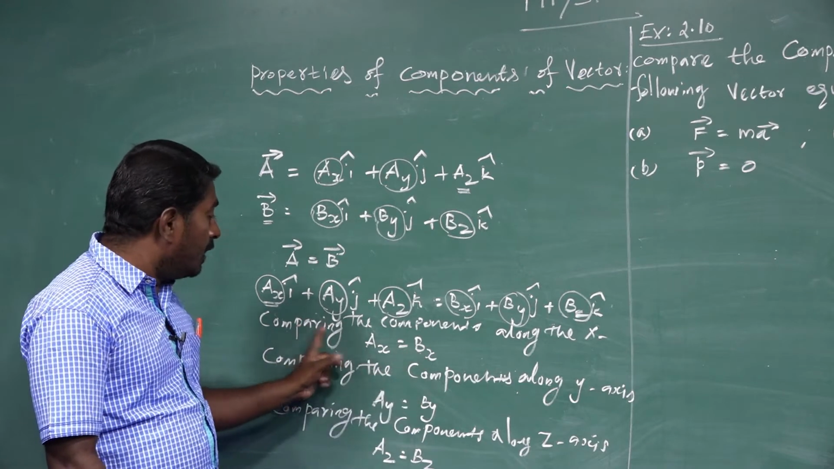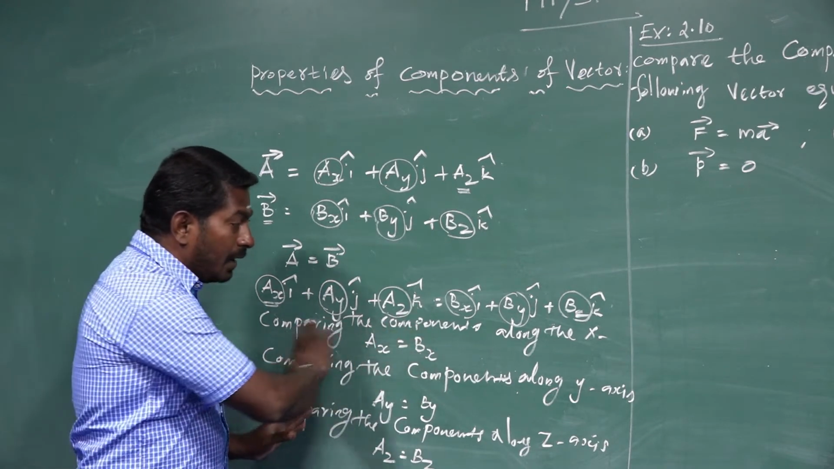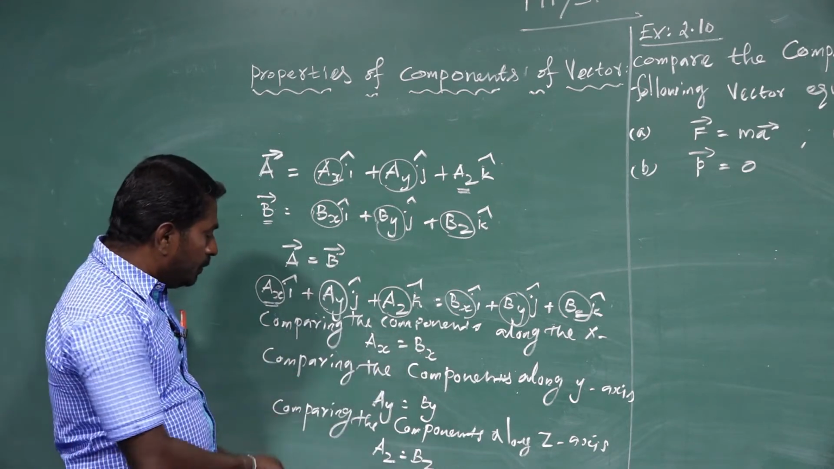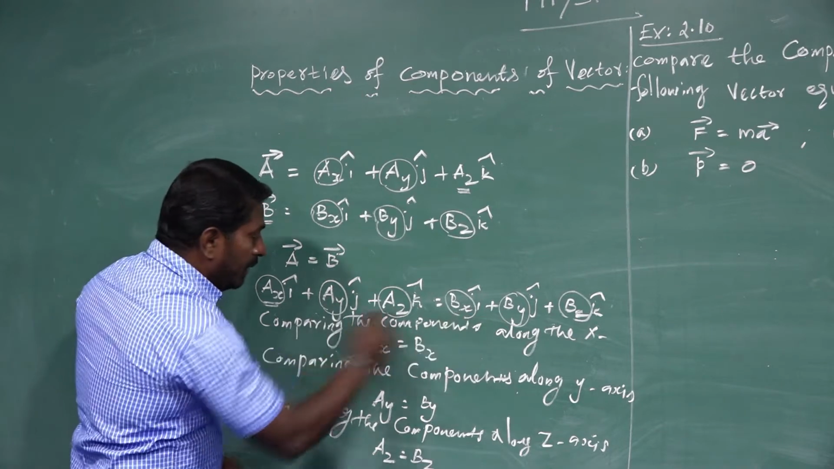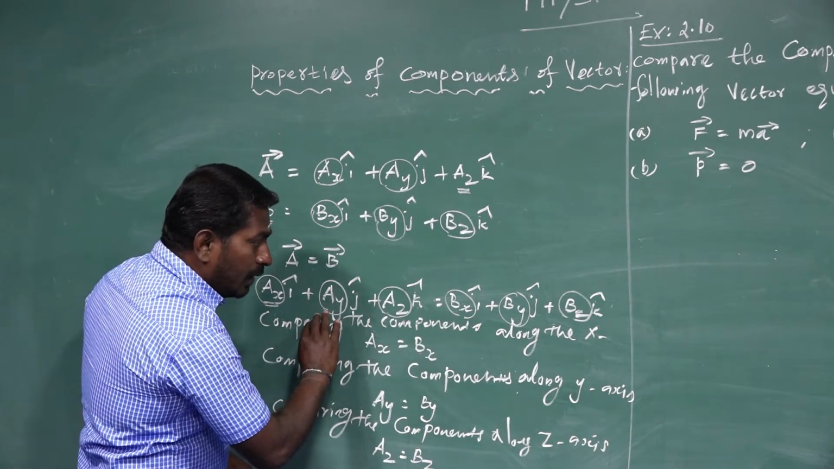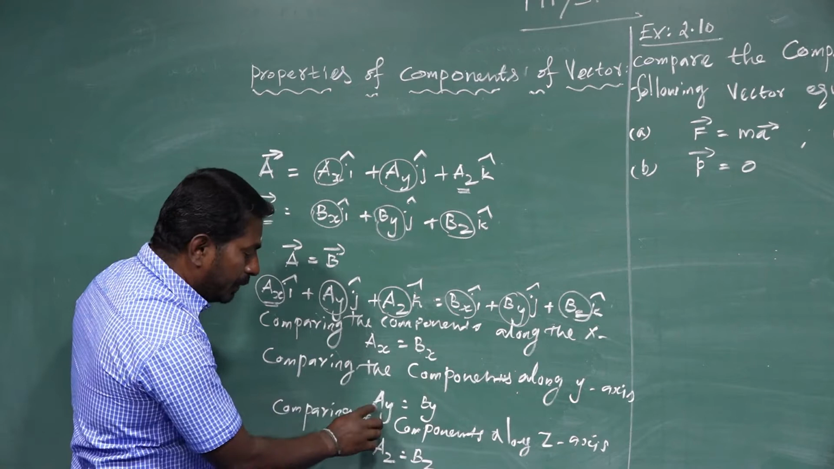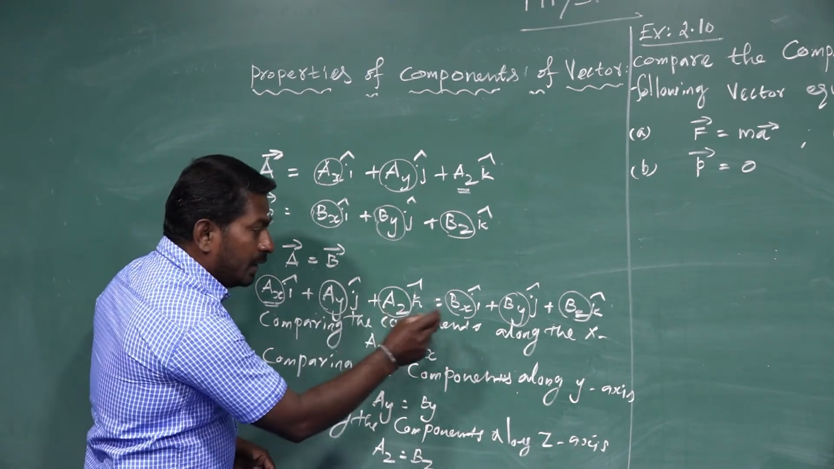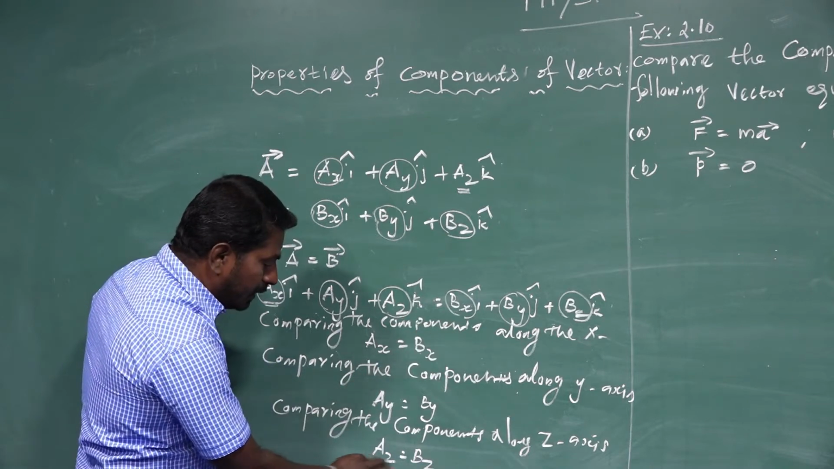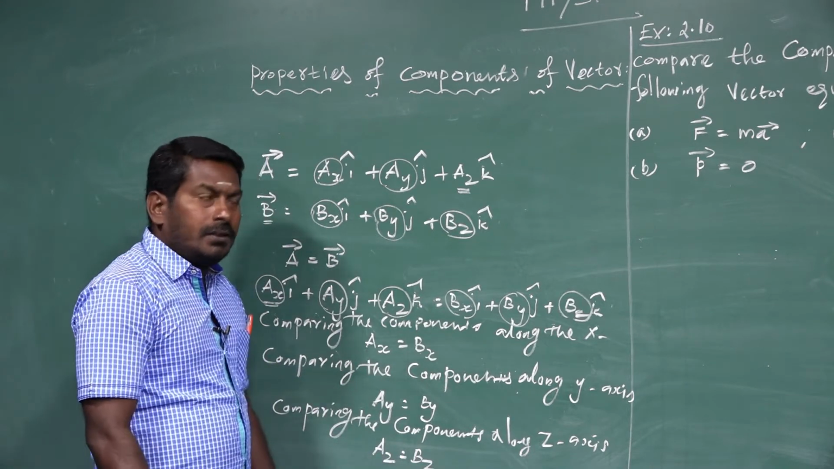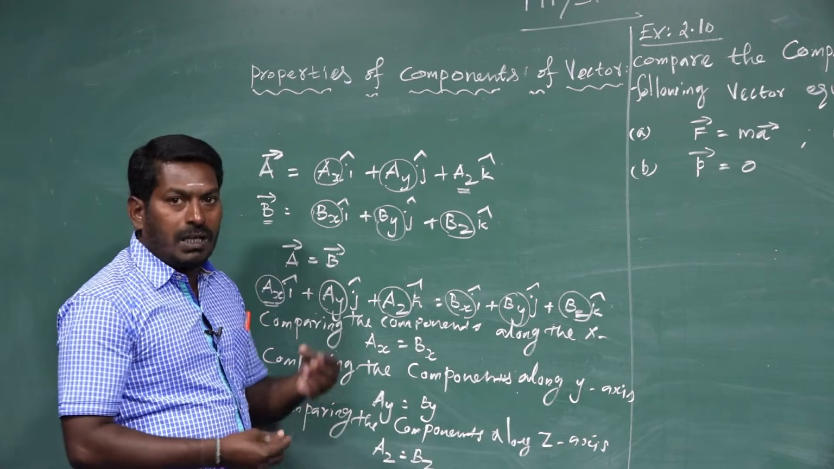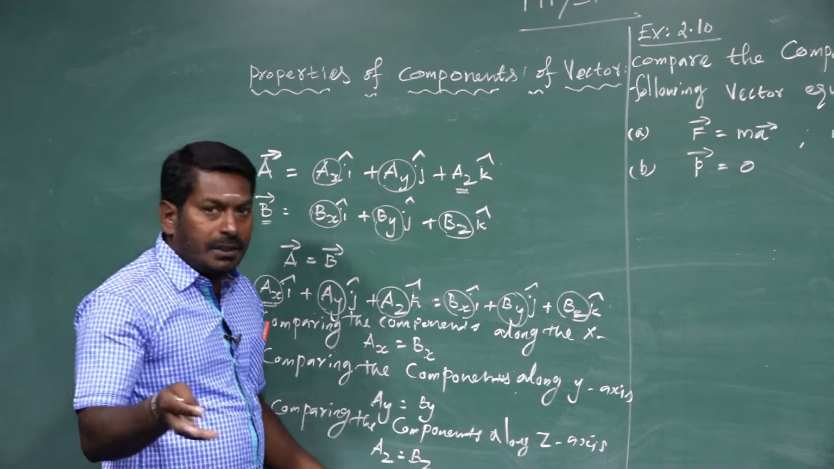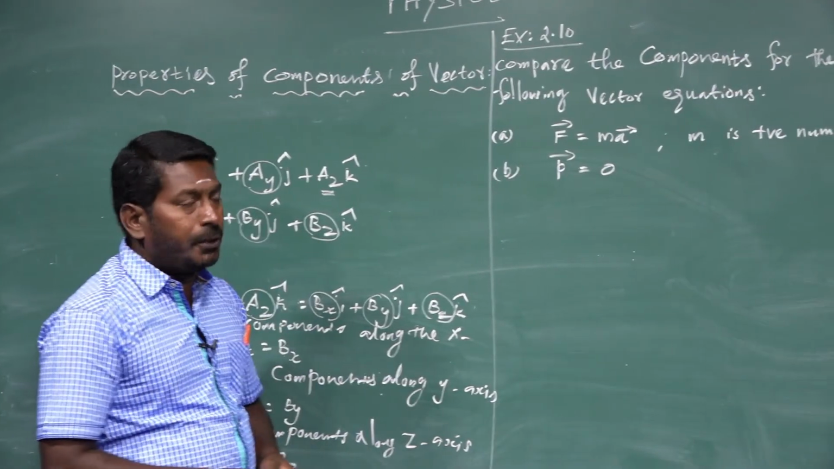Whenever comparing the components of A vector and B vector along the x direction, Ax is equal to Bx. Comparing along the y direction, Ay is equal to By. Comparing the components along the z direction, Az is equal to Bz. So dear students, next we go to see one of the important problems related to properties of components of vector. See your textbook, example 2.10.